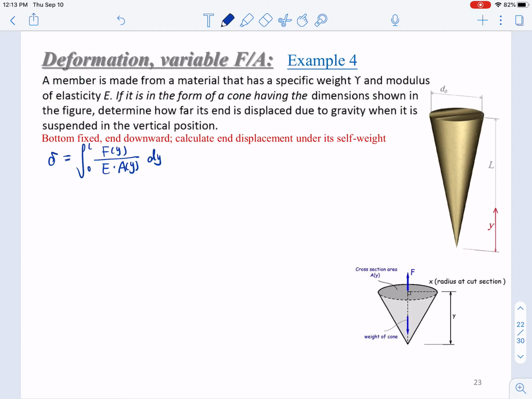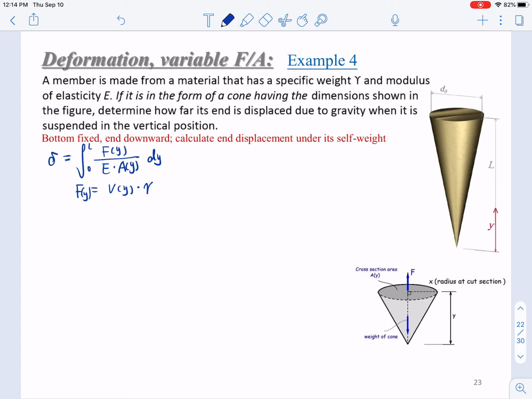To find out Fy, we should realize that we didn't add any external force. The only force is the self-weight. So Fy is just the self-weight, which equals the volume Vy times the specific weight, gamma. This is the expression.